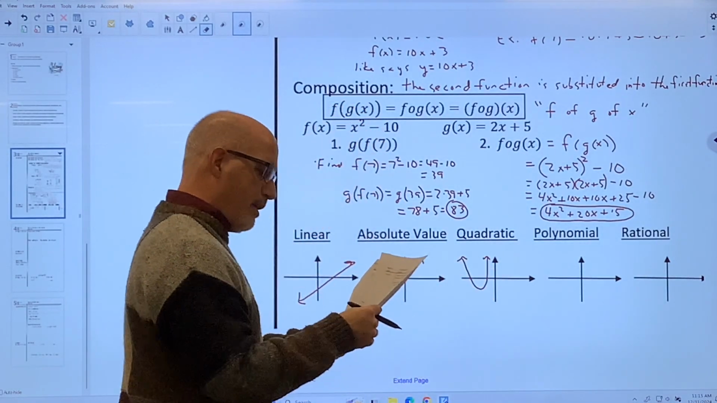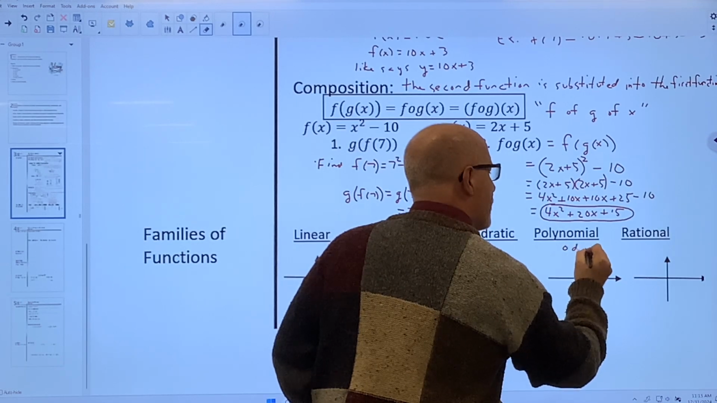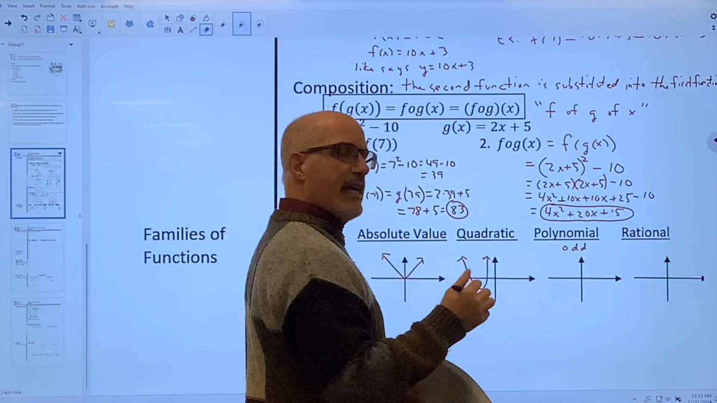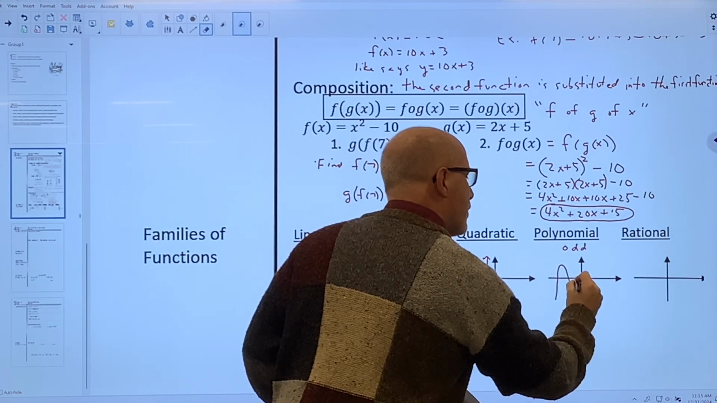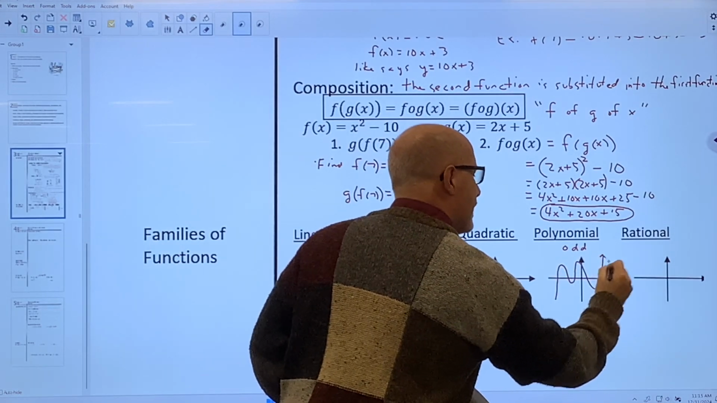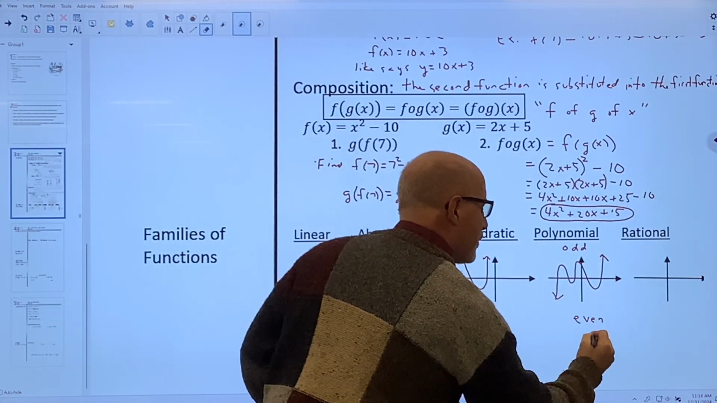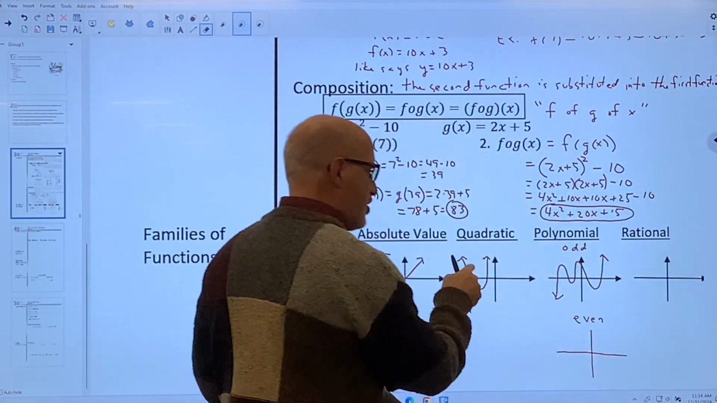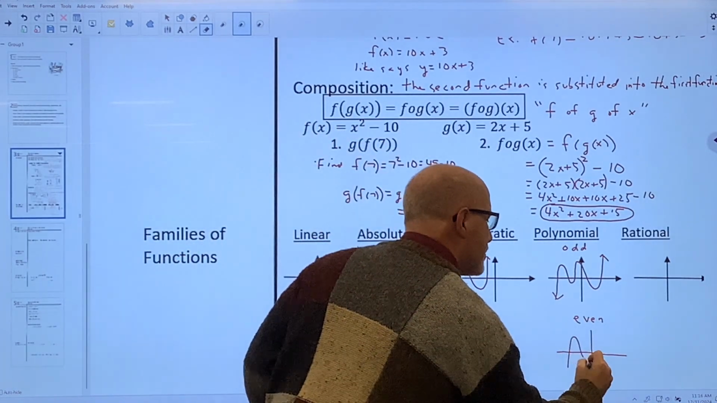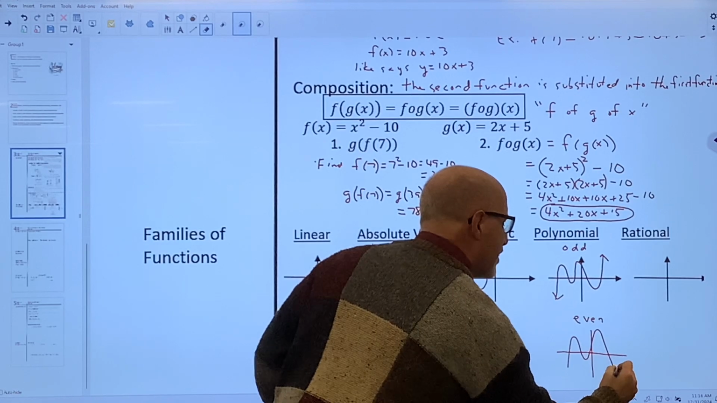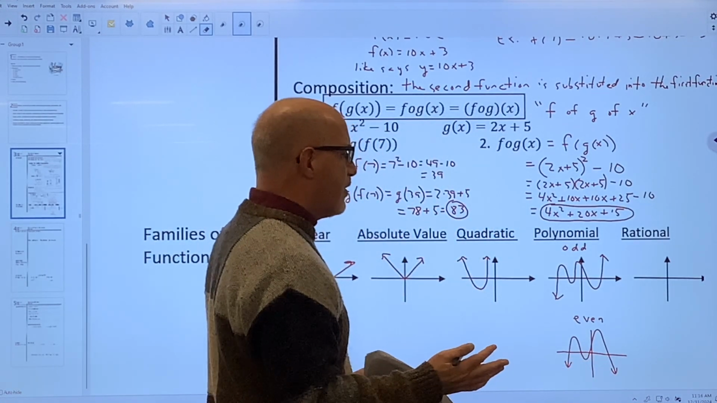If it's polynomial, that means we'll do 2 of them. If it's an odd polynomial, remember an odd exponent, it's going to have one going down, the other one going up with it. If it's even, they're both going to be the same direction, just like this one, this quadratic. So I'll put one going down, and whether it goes down or up depends on the leading coefficient, whether it's positive or negative, just as a review.